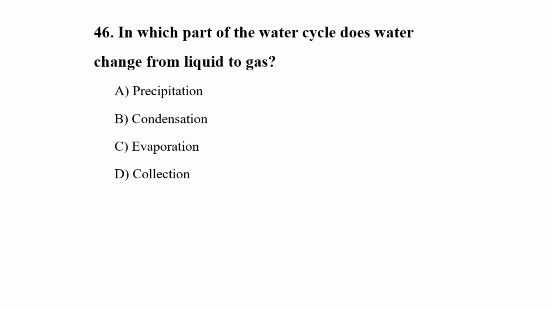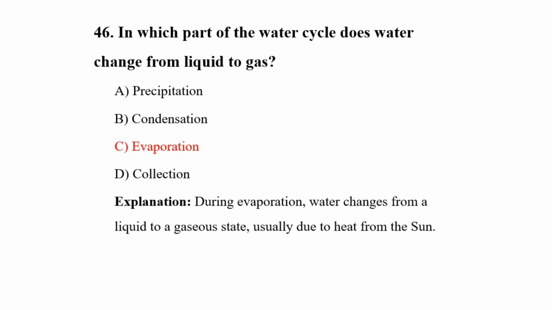Question number 46. In which part of the water cycle does water change from liquid to gas? A. Precipitation. B. Condensation. C. Evaporation. D. Collection. The answer will be evaporation, because during evaporation water changes from a liquid to a gaseous state, usually due to the heat from the sun.